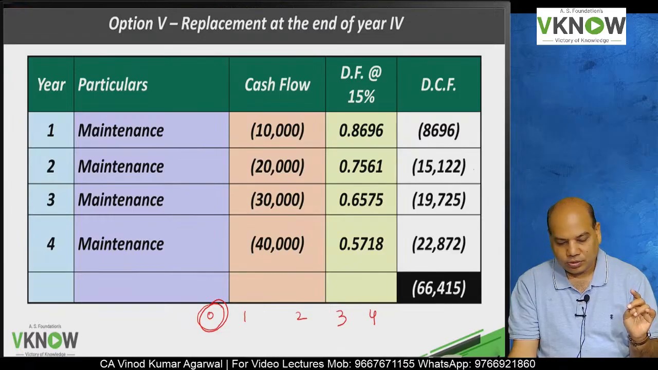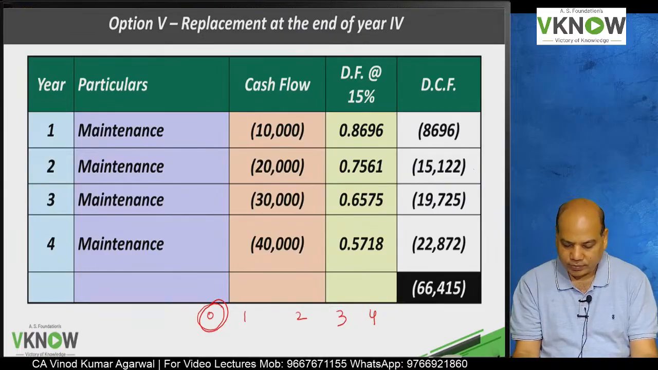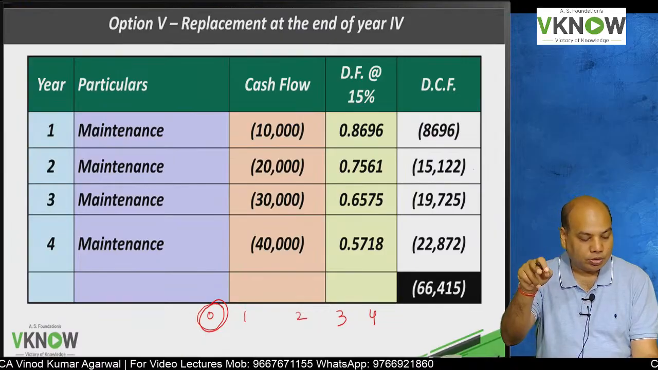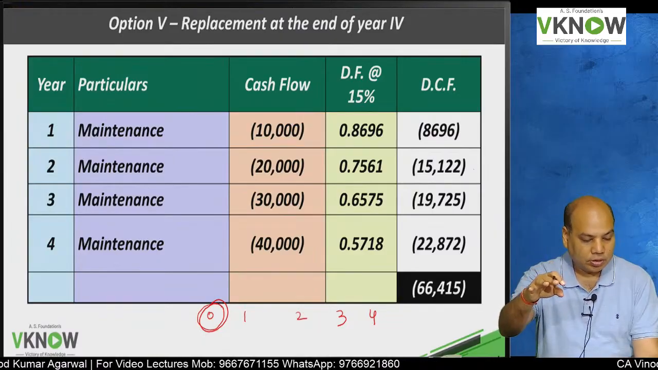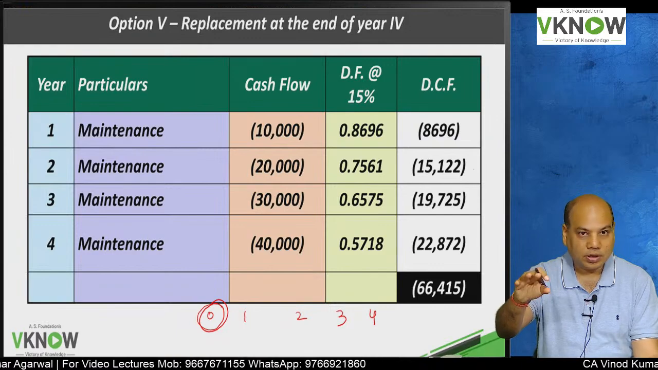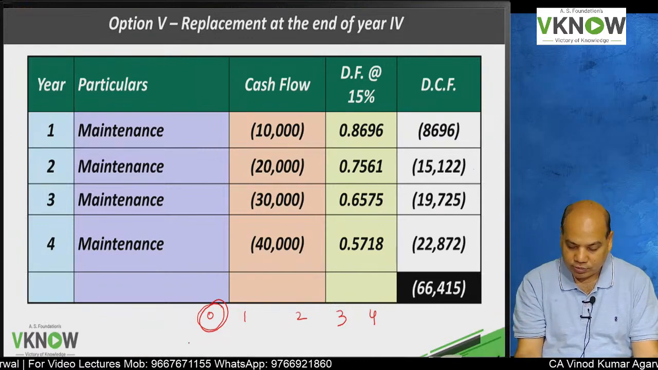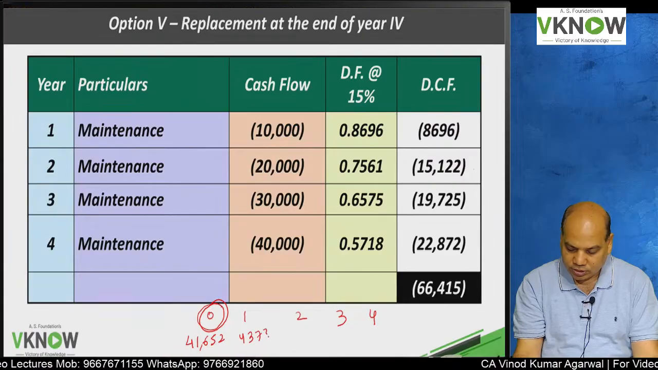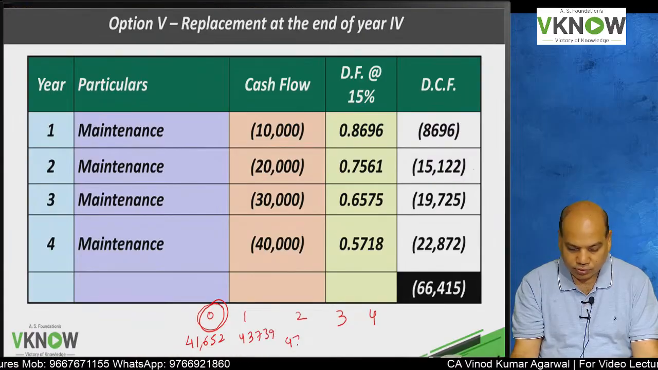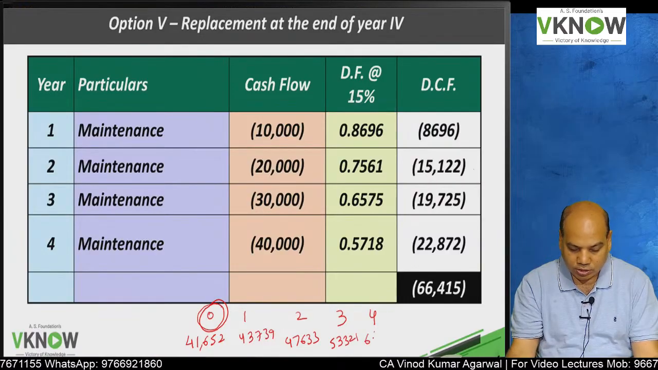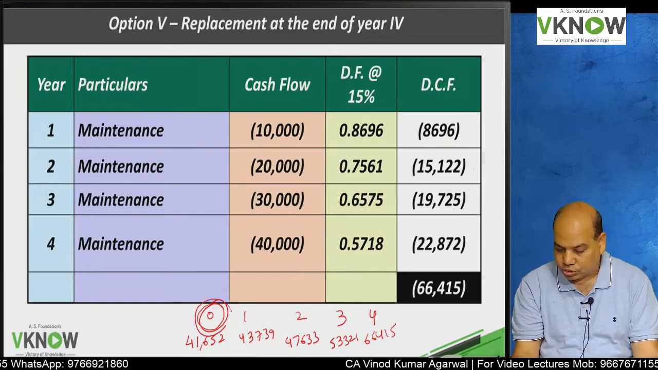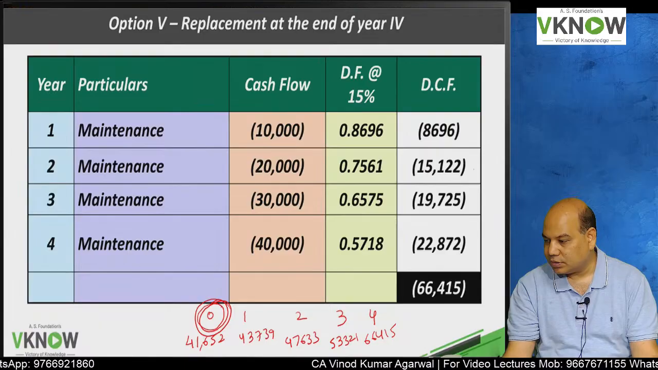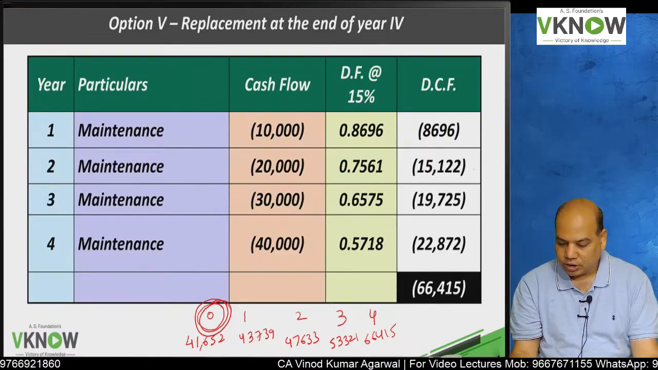One student is saying year 0, one is saying year 2. Oh my God, year 0 I think is the lowest. See, the answer is printed in your book also. If you have the book, the second alternative answer they have given. Refer to your book, second alternative answer, which is like what we have done: 41652, 43739, 47633 plus minus 1 or 2 rupees, 53321 and 66415. This is lowest, 41652.